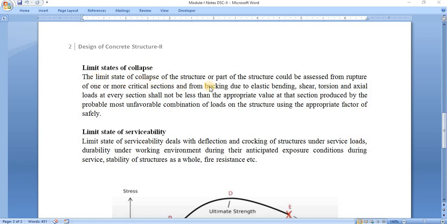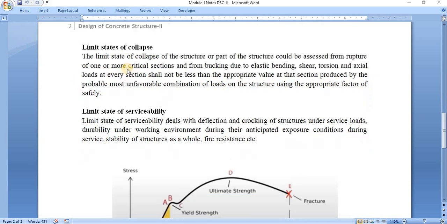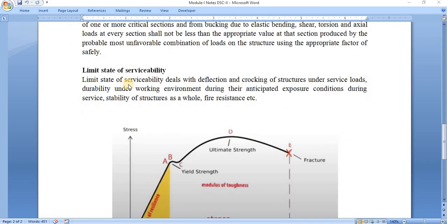Limit state of collapse of a structure or any part would be collapse of a structure by buckling or bending due to elastic bending, shear, torsion and axial loads. Whenever we apply a certain amount of load, there will be shear, there will be bending moment, there will be torsion caused, and because of this, if the structure fails, it is called limit state of collapse. To prevent this, we need to take care of this limit.